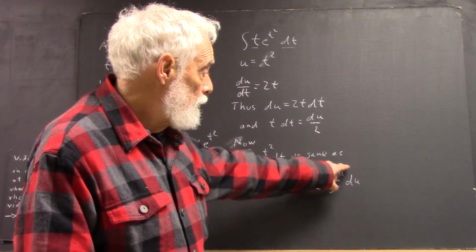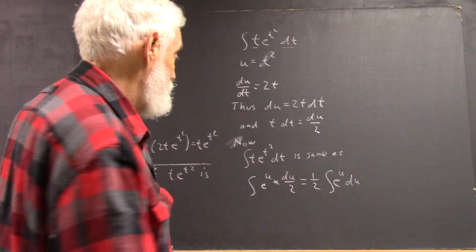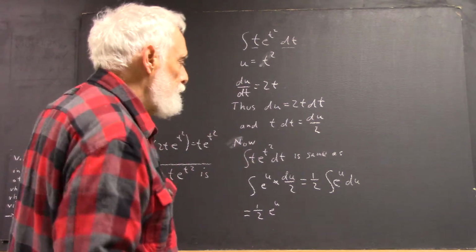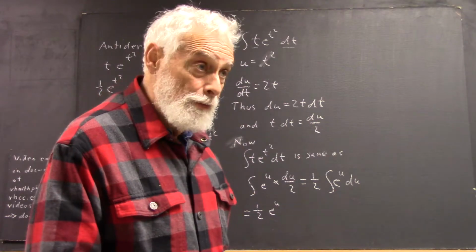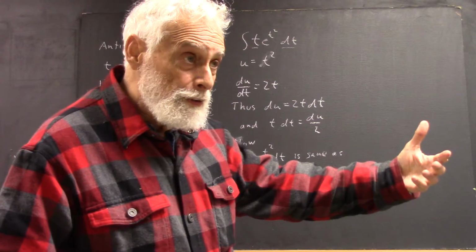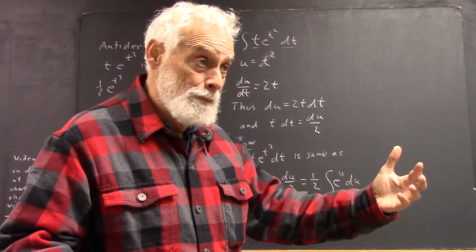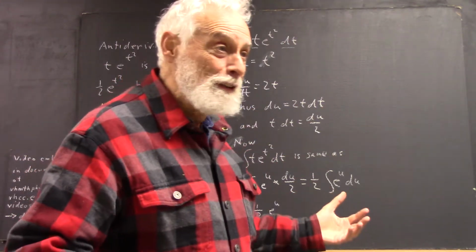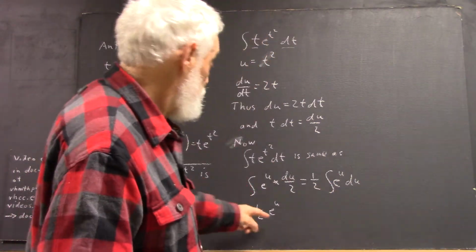Now what's the integral of e to the u with respect to u? Well, that's just e to the u. Because the derivative of e to any variable with respect to that variable is just e to that variable. So, you know, the derivative of e to the x with respect to x would be e to the x. The derivative of e to the t with respect to t is e to the t. The derivative of e to the aardvark with respect to aardvark is e to the aardvark. Okay? And the derivative of e to the u with respect to u is e to the u.